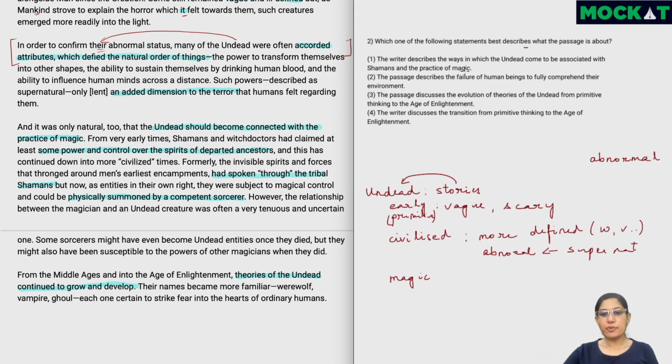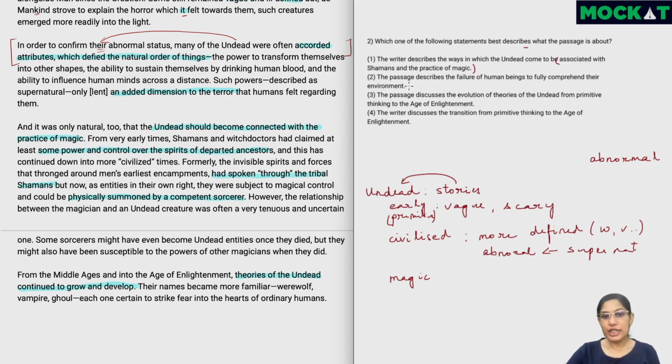So now looking at the options: the writer describes the ways in which the undead came to be associated with the shamans and the practice of magic. This is partly correct, but this is only a smaller part of the passage. So we'll go for this option only if all the other three are totally wrong. The passage describes the failure of human beings to fully comprehend their environment.